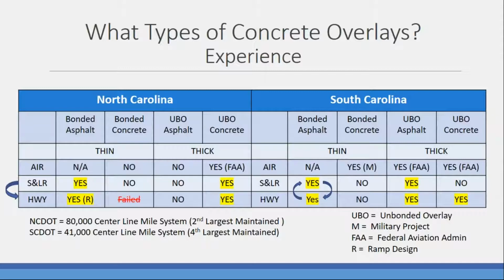So I thought this slide would be good just for a quick glance. Where are the experiences? What kind of overlays have we constructed here in the Carolinas? So I broke it down between North Carolina and South Carolina, the various overlays like what Gordon was talking about. You have bonded on asphalt all the way through unbonded on concrete in each of the two states. As one of the slides shows, as you do unbonded, naturally those are designed a little thicker than the bonded ones, can be quite a bit thicker than the bonded ones.